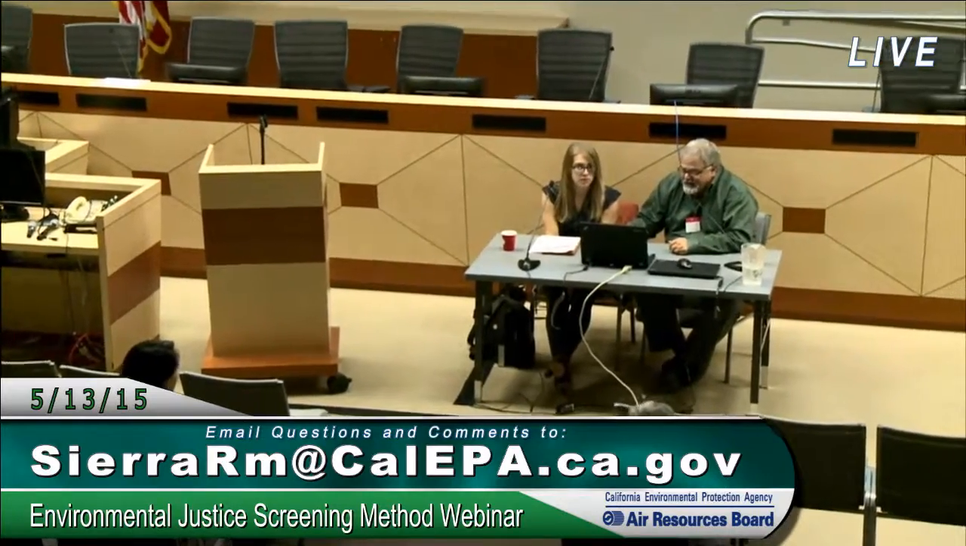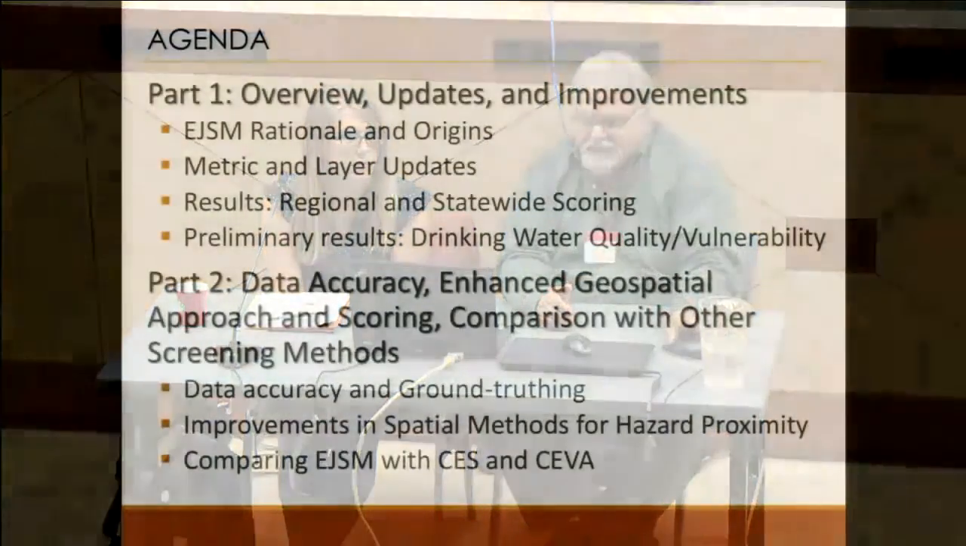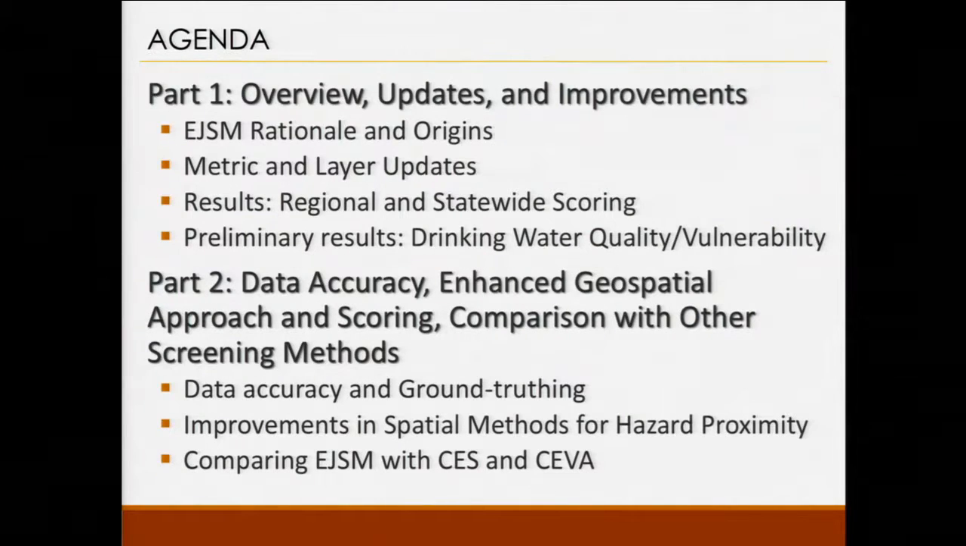This morning, we're going to be talking about the environmental justice screening method, and particularly the work that we've done over the past 2 years to expand it statewide, and also to make certain improvements in the data and the methodology. So we've divided this talk into 2 parts. One is to review the EJ screening method, talk about updates that we've done to the data, and also give you a look into preliminary results of a new metric that we're developing in a separate way, not part of this contract, but one that will eventually be added to the EJ screening method to track drinking water quality and vulnerability.